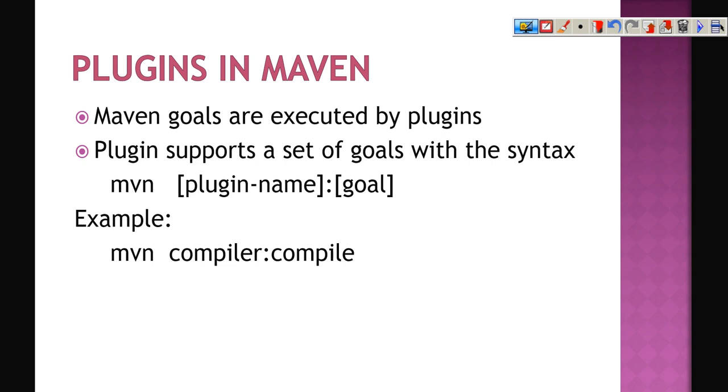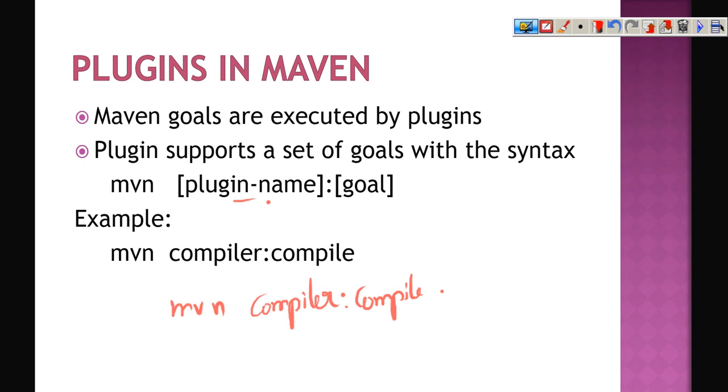mvn compile. Or mvn plugin name. Like we discussed, every plugin executes certain tasks. There is a compiler plugin which will compile the code. So the command would be mvn compiler:compile. This is how we execute the command from the command line, so that the project source code will be converted into executable code. So this is how plugins work.